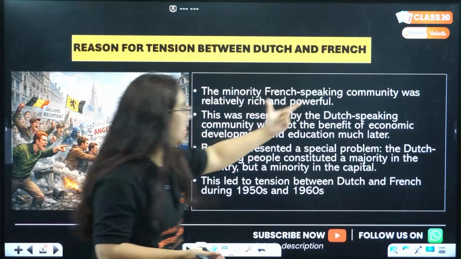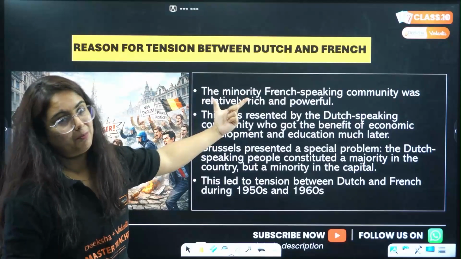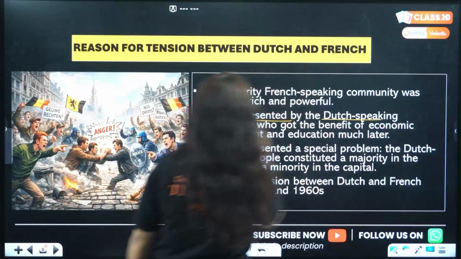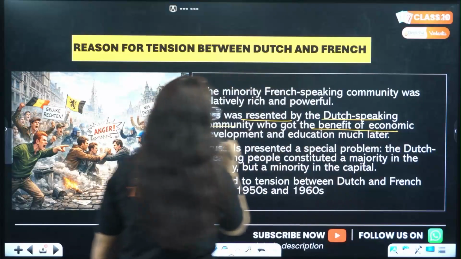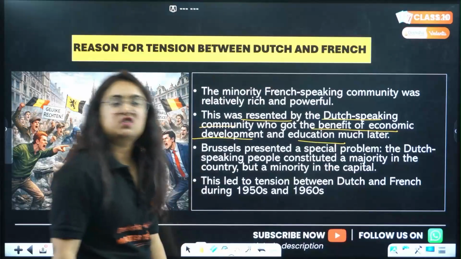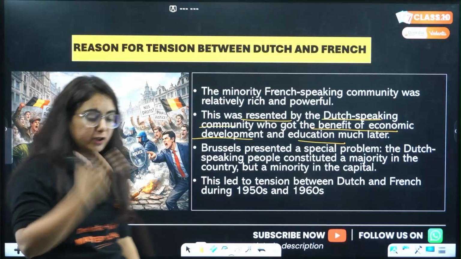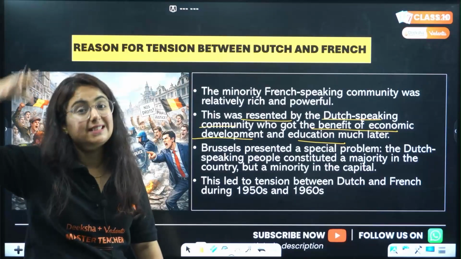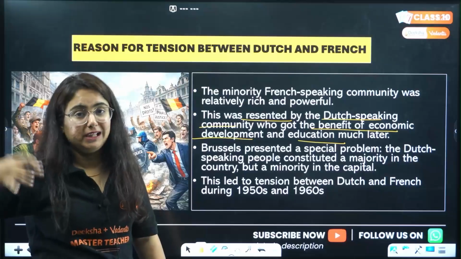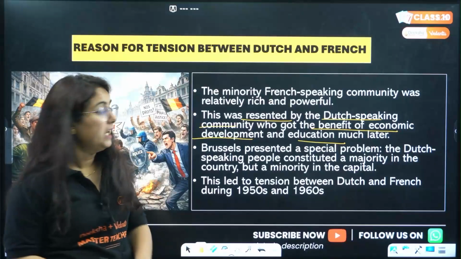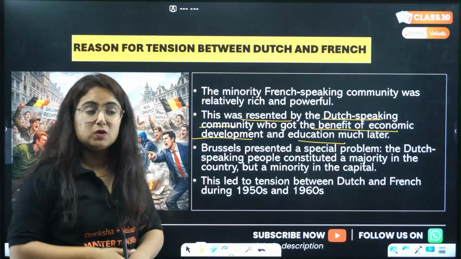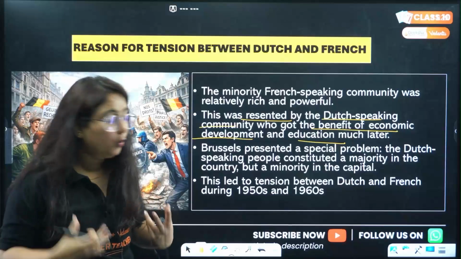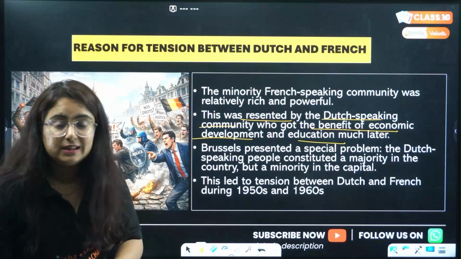The minority French-speaking community was relatively rich and powerful. We know that, I just told you. This was resented by Dutch-speaking people who got the benefits of economic development and education much later. What happened now? As French people were powerful, they grabbed all the government schemes and opportunities very soon because they have a say over there. They have the money to bribe anyone. So this was resented by Dutch people because we should enjoy everything, but other than that, French are enjoying everything. Don't you think there will be tensions in the nation?